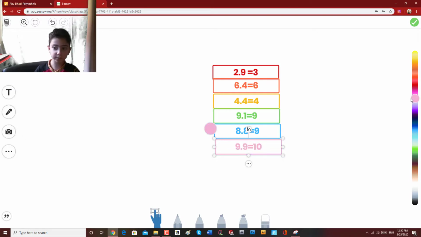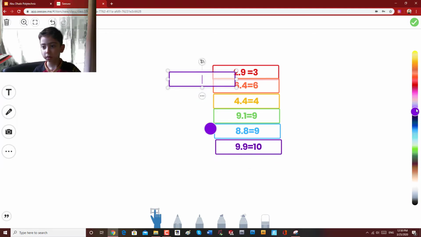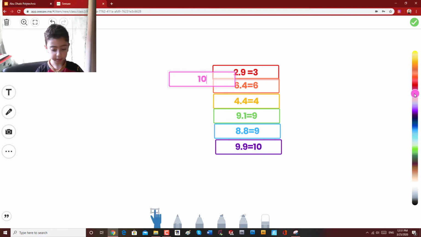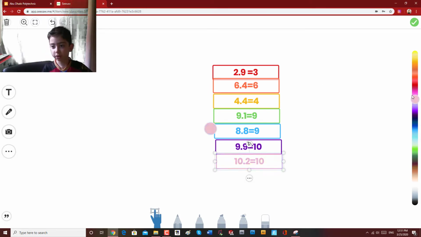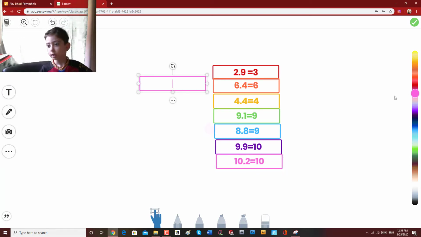Now the last of the regular. Wait, this one's supposed to be purple. Let's make new text. And now 10.2 equals 10. These ones already have their answers on. They're just for a nice look. Now let's make this color. Wait, we just need to make new text. And let's make it this color. 1, 2, 3, 4.